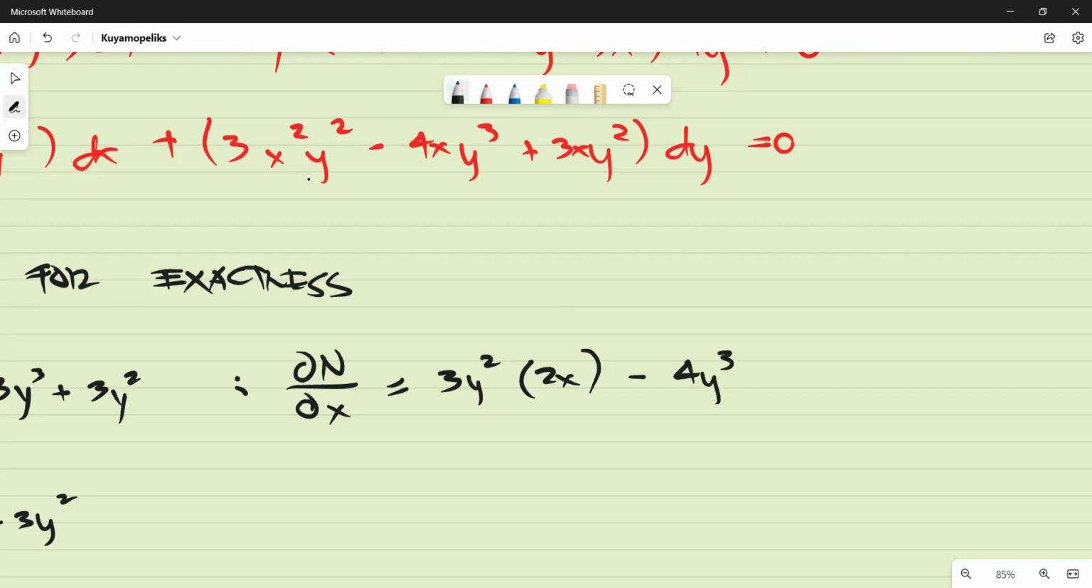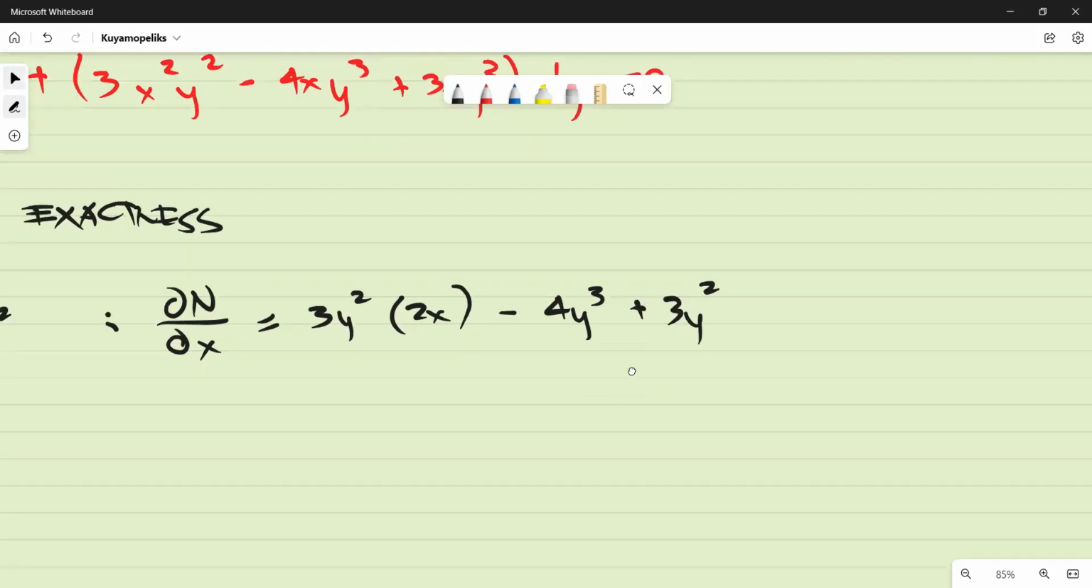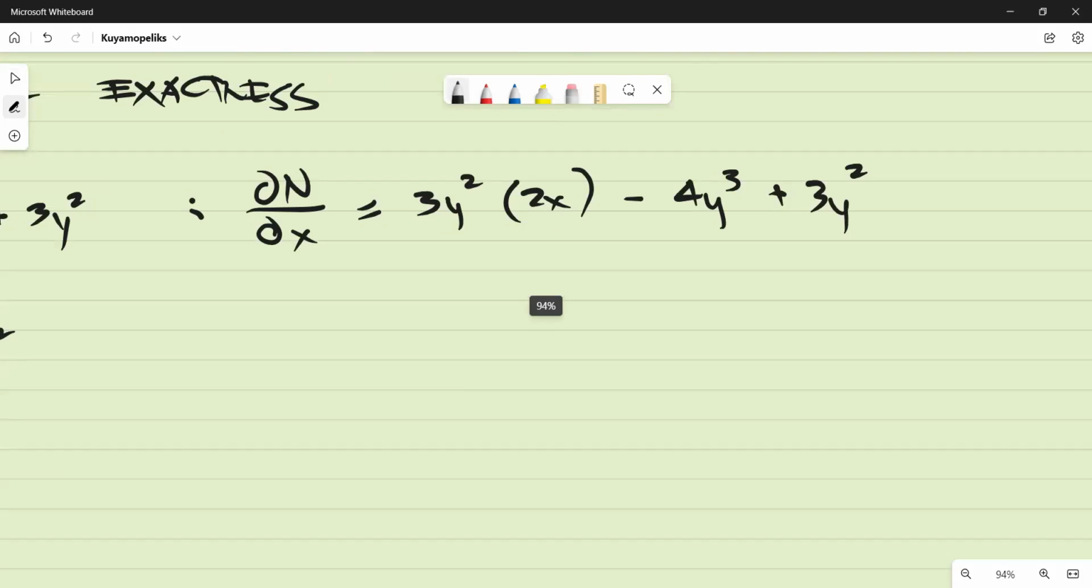4y cubed, then ang derivative ng x is 1. So as is ko na lang siya. Plus 3y squared, no? So lahat ng y, tinabi ko na agad kasi 3 to the constant naman siya. Tapos yung x is 1. So let's see if we're going to simplify this, magiging 6xy squared minus 4y cubed plus 3y squared.